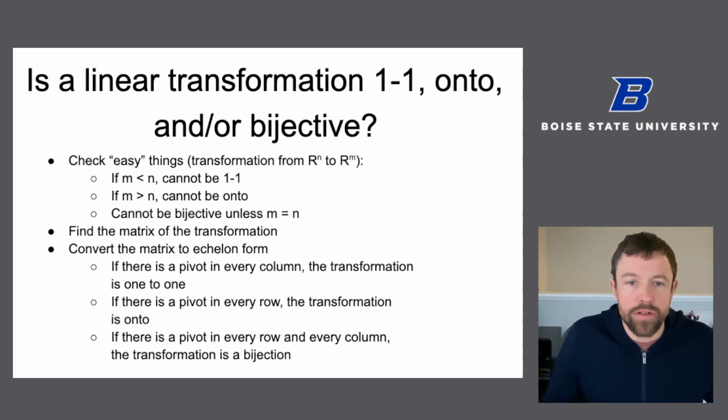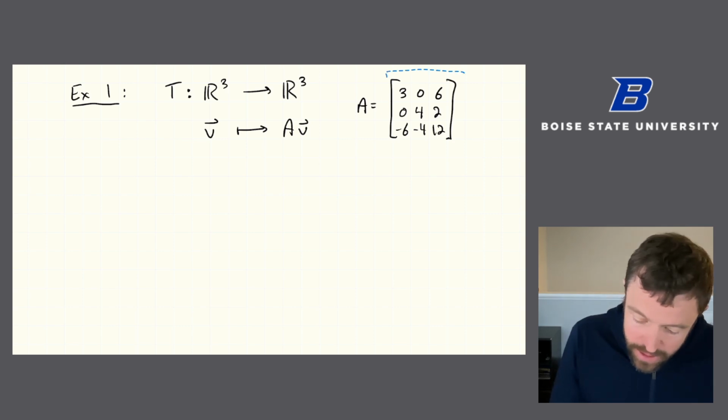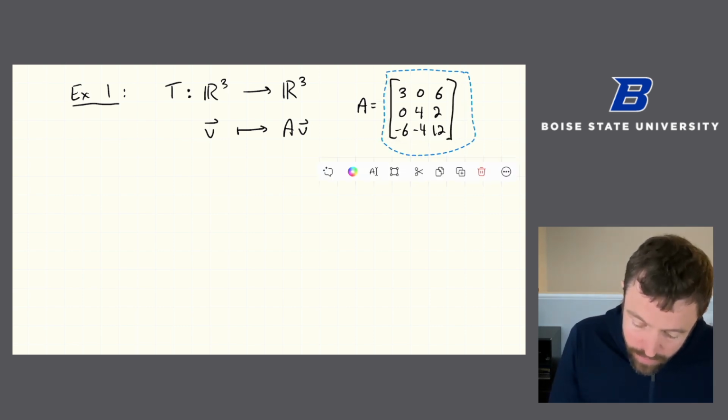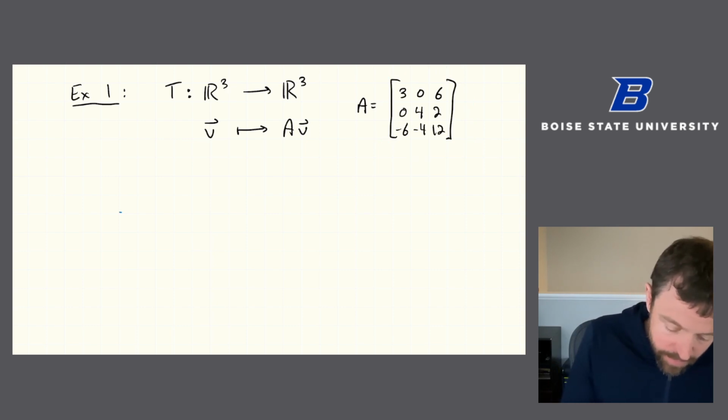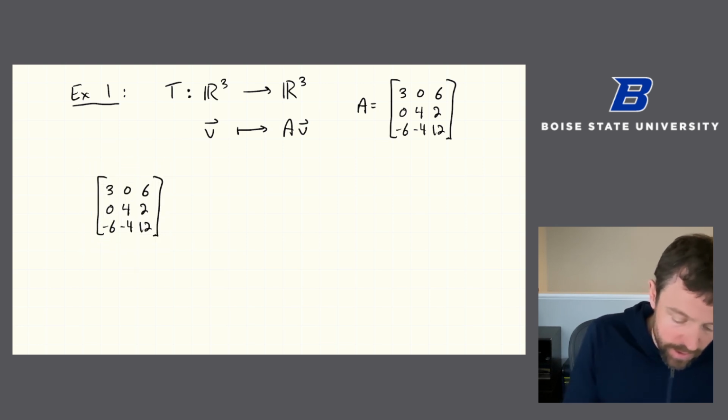Okay, so the first thing we're going to do is find the matrix of the transformation. Now, we were given the matrix of the transformation, so we're great. We're already done with that, but we'll see in later examples, sometimes we don't start with the matrix of the transformation. Okay, our next step is to convert the matrix to echelon form. So let's do that before we even look at the list below. So I want to convert this matrix A to echelon form. Here's our matrix, and we're going to convert it to echelon form.